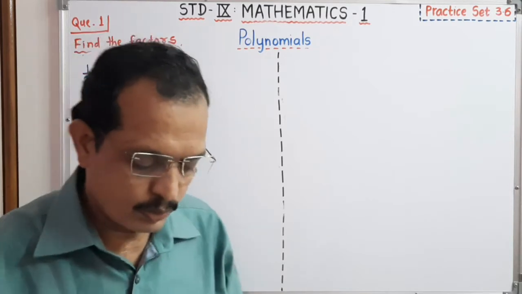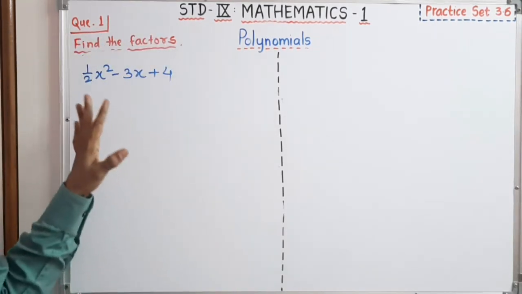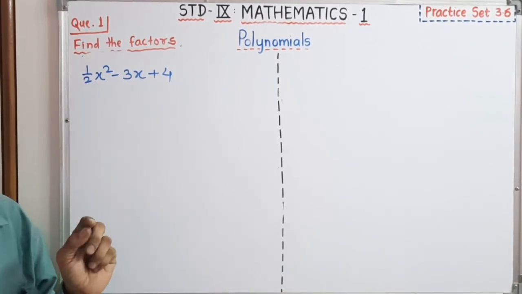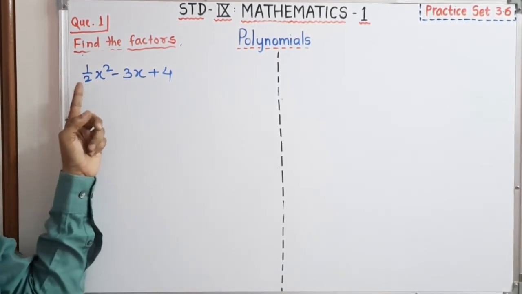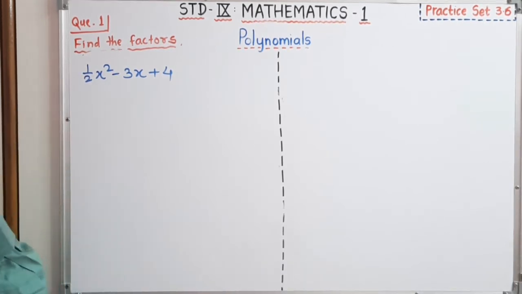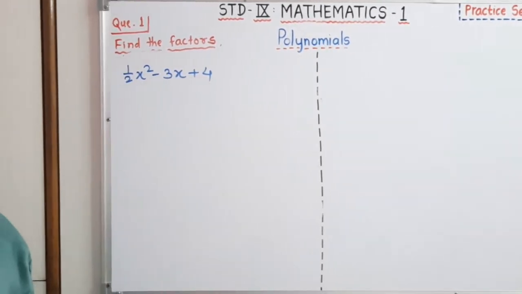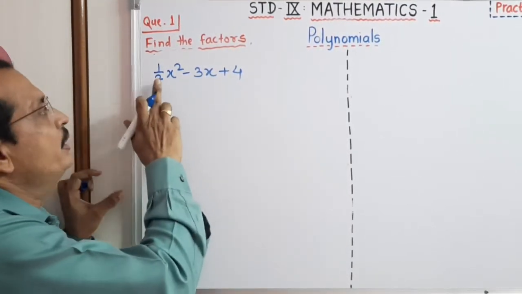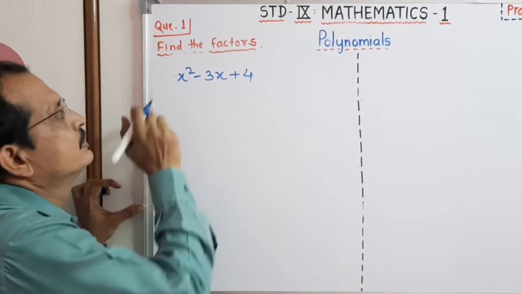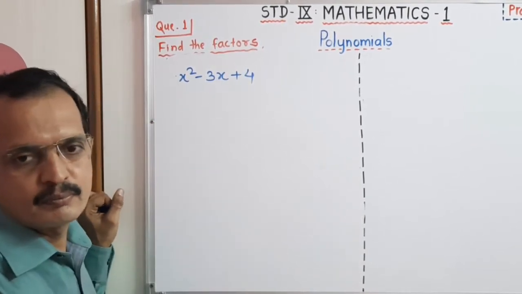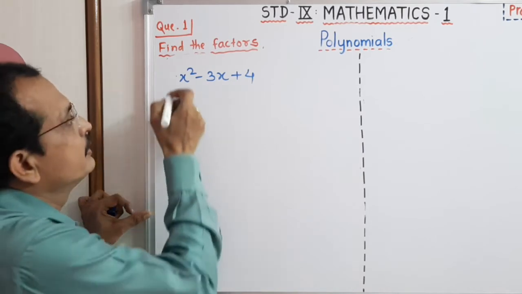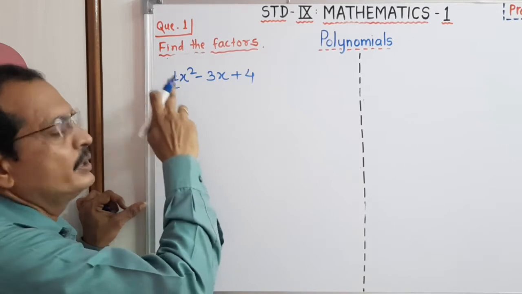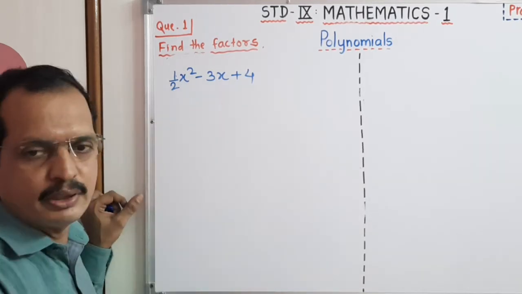Dear student, what is the difference between the previous sum and this sum? The coefficient of the first term is in a fraction, that is 1 upon 2. To solve this, what we have to do? First step, we have to eliminate this 2. If it is like this, then it is very simple. But it is not like this. This half is there. And if we eliminate this, then it will be easy.